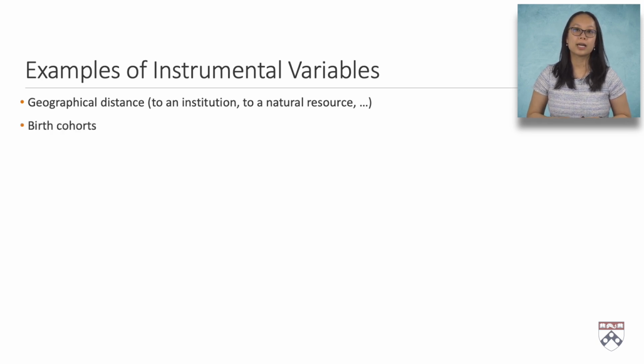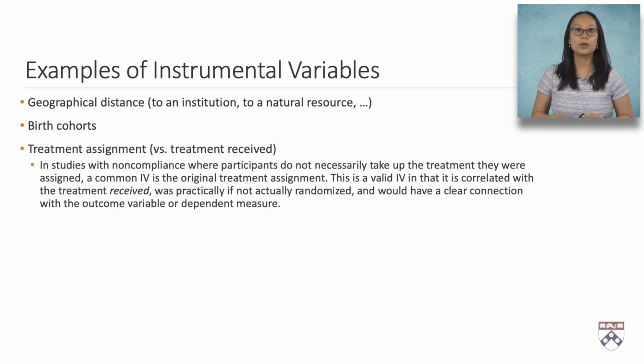Another example of an IV that has been used is birth cohorts. The groups of children or individuals born in a certain year, or at a certain time during the year, have been used as an IV in many educational settings as well. And a third example of an instrumental variable, which might seem a little bit unusual, is referred to as the treatment assignment. And I want to note that the treatment assignment here is distinct from the treatment received.